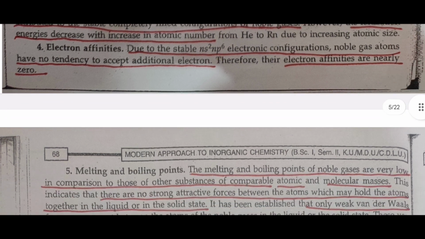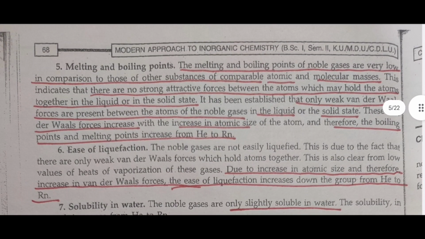It is observed that for all monoatomic gases, Cp by Cv is close to 1.66. Atomic radii: in the case of noble gases, the atomic radii correspond to van der Waals radii. As we go down the group, the van der Waals radius increases due to the addition of a new shell. Ionization energy: the first ionization energies of noble gases are very high. This is attributed to the stable electronic configuration. However, the ionization energy decreases with increase in atomic number from helium to radon due to increasing atomic size.